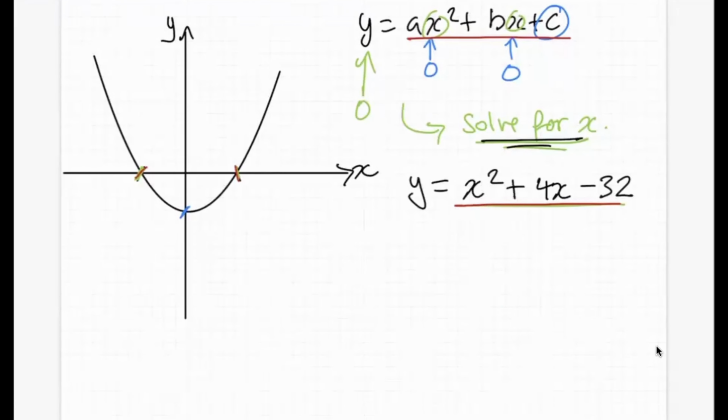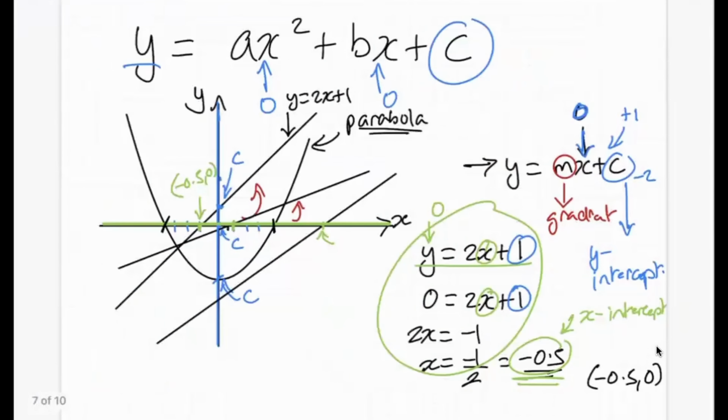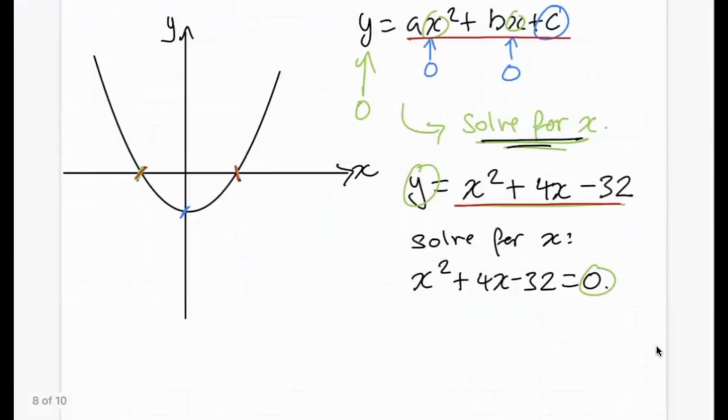And we're going to figure that out by solving this quadratic for x, also known as just solving the quadratic. So what we're going to do is set x squared plus 4x minus 32 to be 0, because we need to set our y value to be 0. And then we can solve for x. Just as we solved for x in our linear equation, we want to now solve for x in our quadratic equation. The thing is, it's a bit complicated because we don't just have one x, we have an x that's been raised to the power of 2.